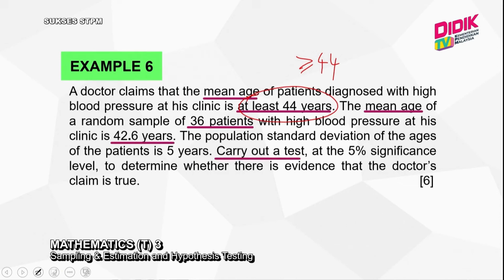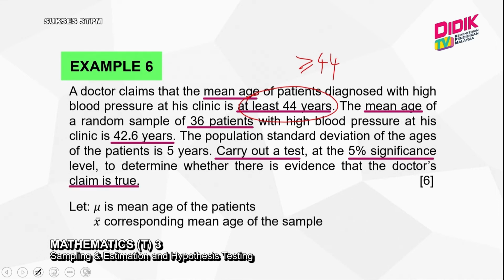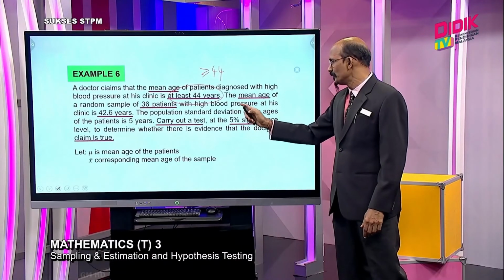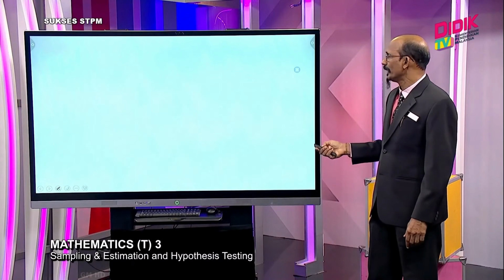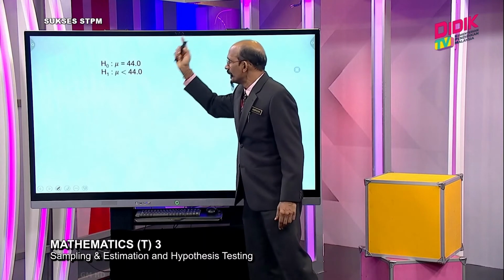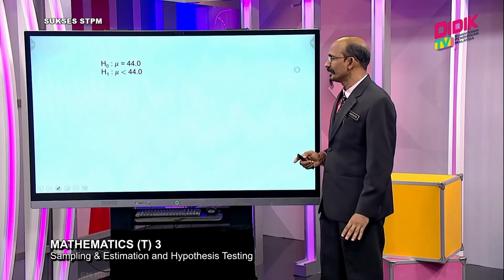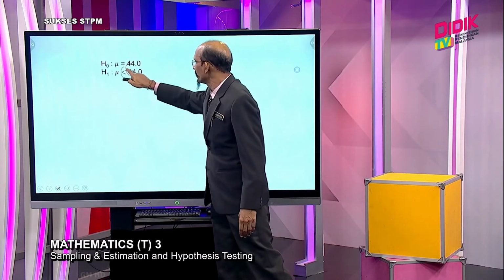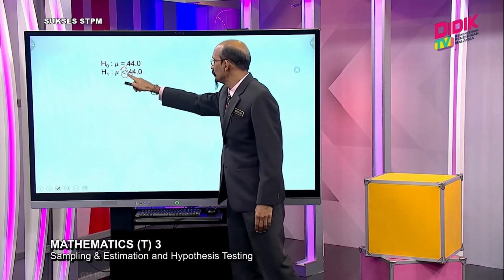And then they give you the standard deviation. They say carry out a test, which means you know this is hypothesis testing, at 5% significance level, to determine whether there is evidence that the doctor's claim is true. You want to test whether the doctor's claim is true. So we let mu be the mean age. As I mentioned just now, we have 6 steps. In step 1, we write our hypotheses, null hypothesis and alternative hypothesis. This is where students always make mistakes, because depending on the sign, you have 3 possibilities.